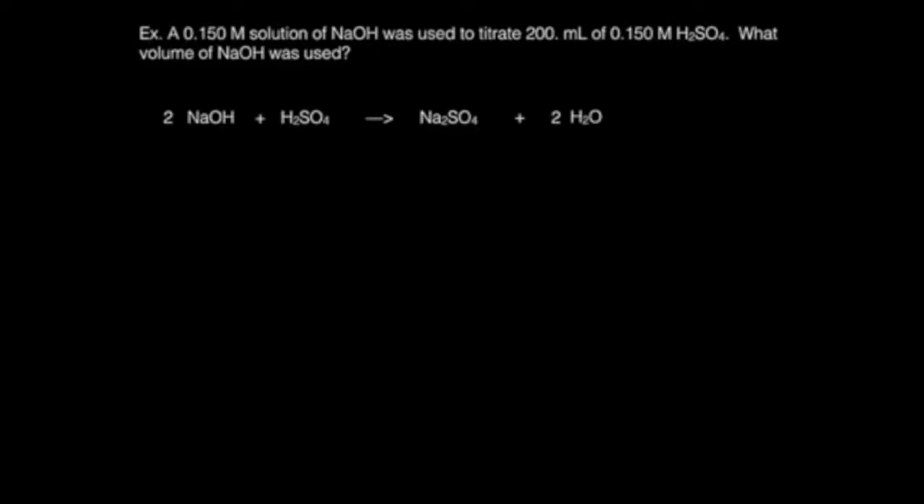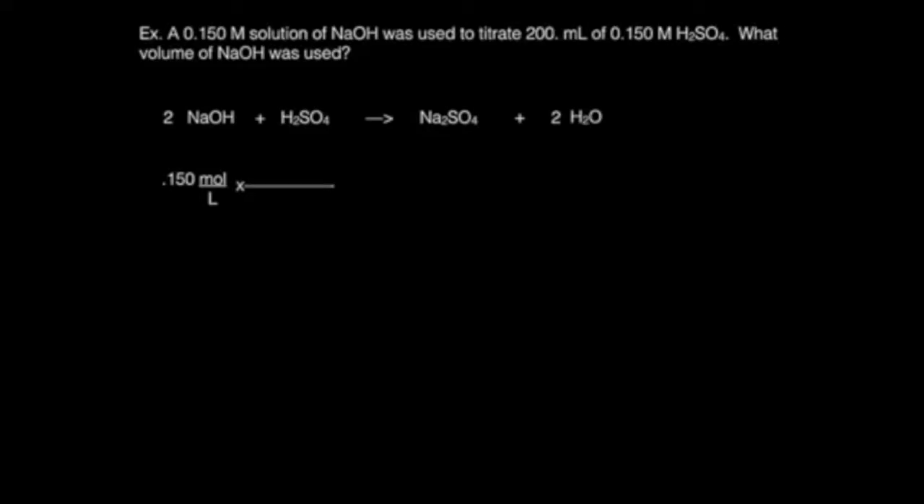What I know right now is that I have 0.150 molar sulfuric acid and I have 200 milliliters of that. So what I want to do first is figure out how many moles of sulfuric acid that is. Once I know how many moles I have of sulfuric acid, I can figure out how many moles of sodium hydroxide I need, and from that, figure out the volume. I'm going to start out with the concentration of sulfuric acid, 0.150 moles per liter, and that's just to help us with the stoichiometry.